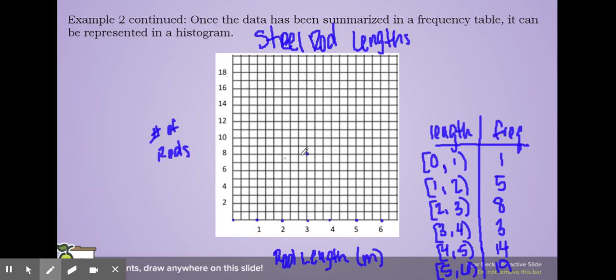All right, so actually creating the histogram once you have it all scaled and labeled, very similar to the bar charts. Again, there's just no spacing between your columns at all. So between 0 and 1, I had a frequency of 1. Note the scaling on my y-axis and my x-axis. So I got one tiny little block between 0 and 1. Between 1 and 2, I had 5 steel rods. So these are butting up right next to each other, connected.